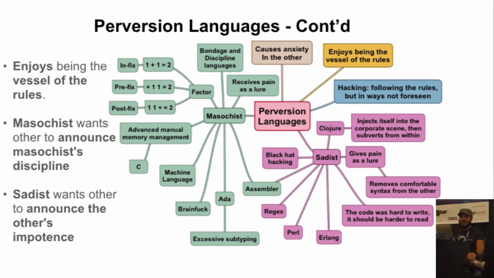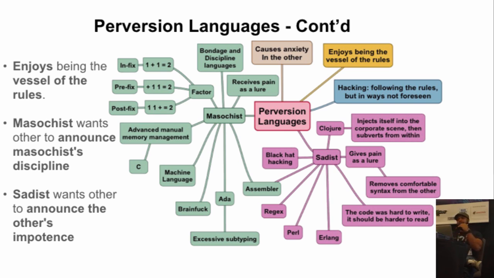So now we're going to get into the perversion languages, and remember, the pervert enjoys being a vessel of the rules, all right? And also remember, the masochist wants the other to announce the masochist's discipline. The sadist wants the other to announce the other's impotence, all right? So first, let's talk a little bit about Factor.